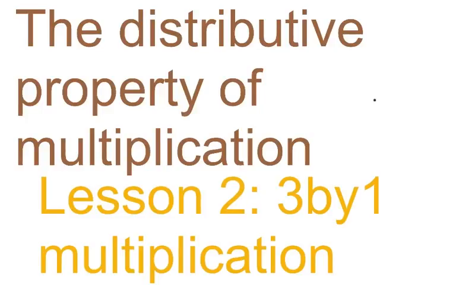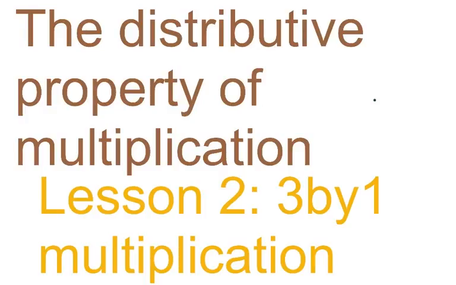Alright, so welcome to lesson 2 of working through the distributive property of multiplication. We've already watched lesson 1, we've already gone through some vocabulary, and we've already gone through some examples of doing a one-digit number times a one-digit number and also a two-digit number by a one-digit number. So this lesson is just going to focus on a three-digit by one-digit multiplication problem, and still give you multiple strategies that you can use to multiply numbers.